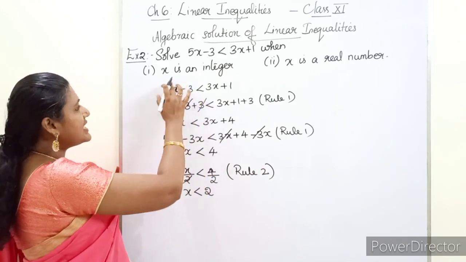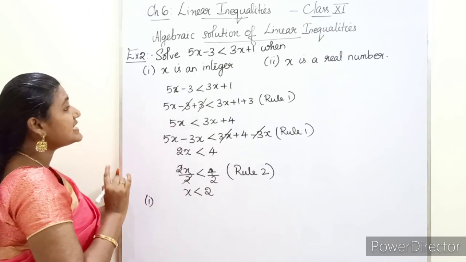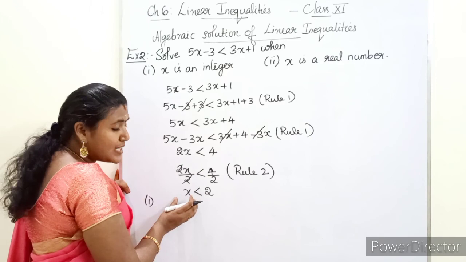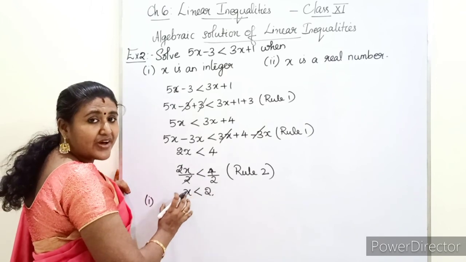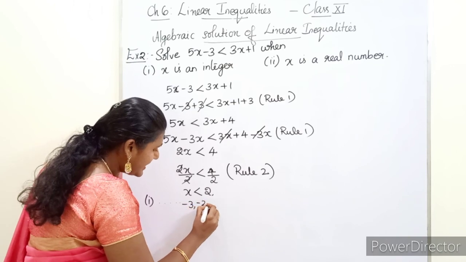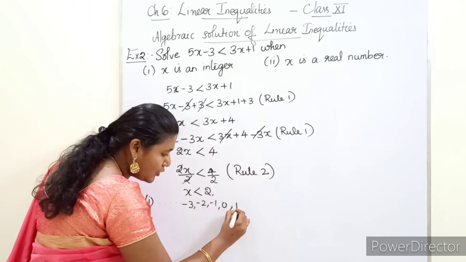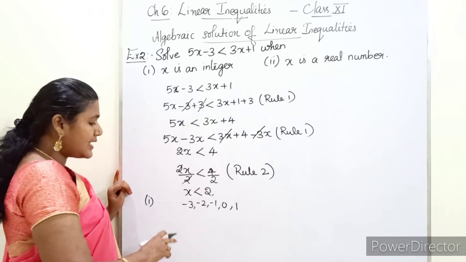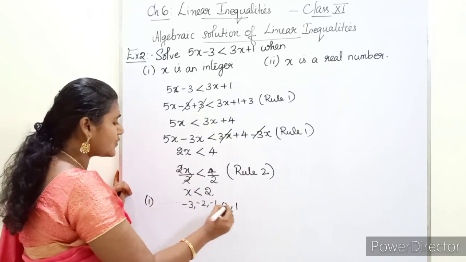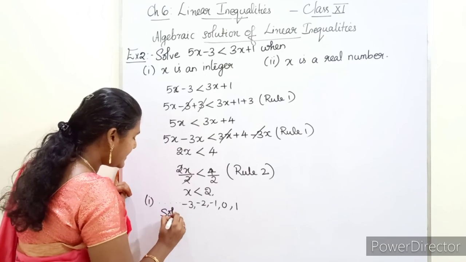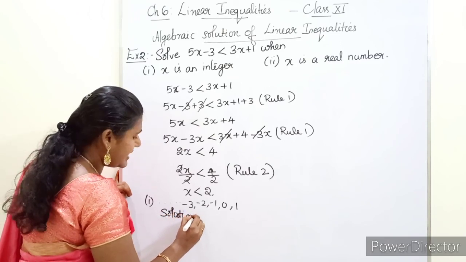So now the question is, first one is when x is an integer. When x is an integer, what are the values of x that will satisfy this inequality? All the negative numbers will be the answer, then 0 and 1. 2 we cannot write because the number should be less than 2. So this is the solution when x is an integer.